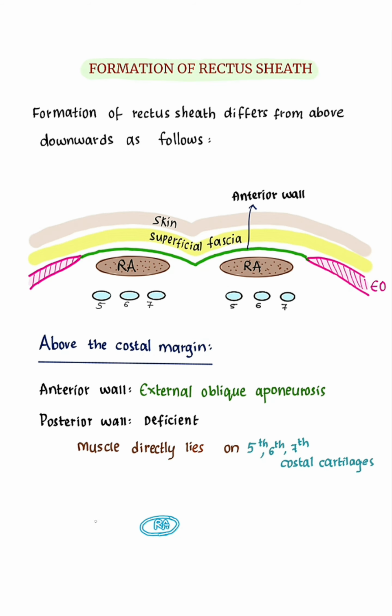Above the costal margin, the anterior wall of rectus sheath is formed by external oblique aponeurosis. Posterior wall is not present. Posterior wall is deficient. Muscle lies directly on 5th, 6th, 7th costal cartilages.